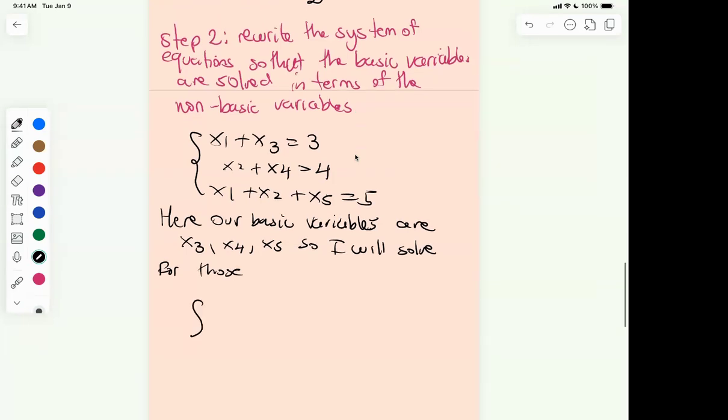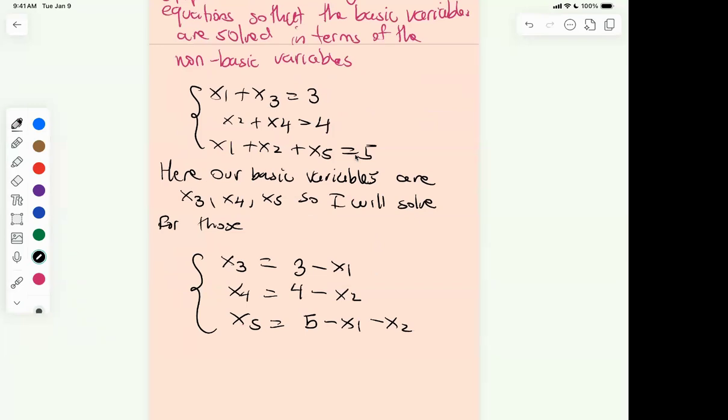So how does that look in this case? It looks like x3 equals 3 minus x1, x4 equals 4 minus x2, right? And x5 equals 5 minus x1 minus x2. So you see, it's kind of important to put this on the left hand side. The basic variables are being written in terms of the non-basic ones.